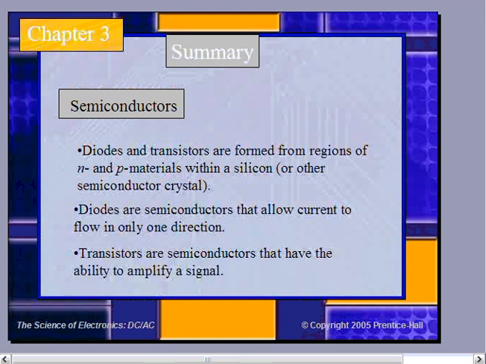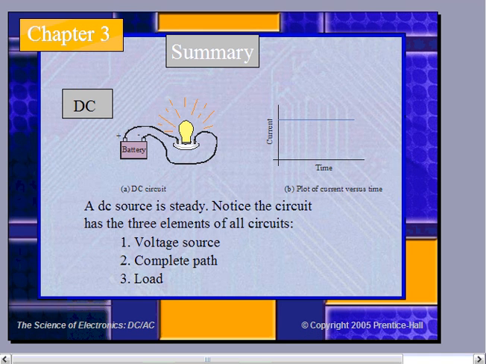Diodes are semiconductors that allow current to flow in only one direction. Transistors are semiconductors that have the ability to amplify a signal.